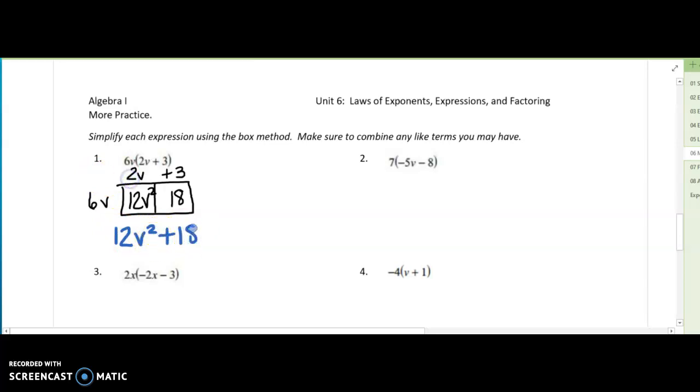All right, so I've done this one. I want you to do this one right here. Okay, so do that real quick, and we will come right back.